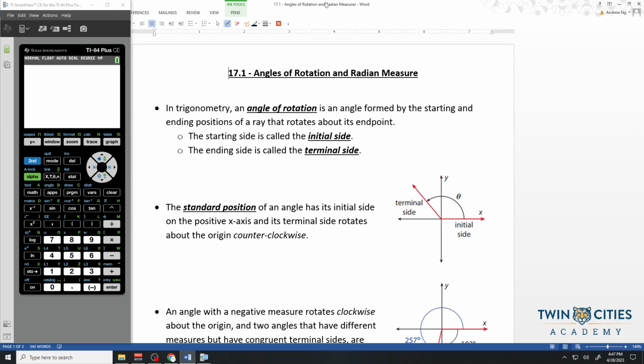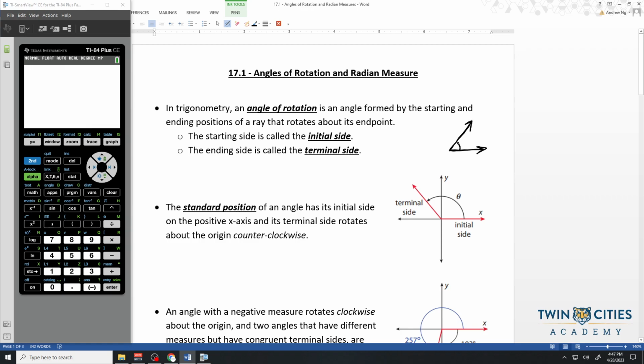Today we'll be talking about angles of rotation and radian measure. Let's begin with some definitions. In trigonometry, an angle of rotation is an angle formed by the starting and ending positions of a ray that rotates about its endpoint. So you might have something like this, and as I rotate that around, let's say counterclockwise, it will end up like so.